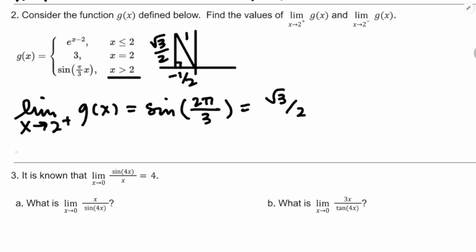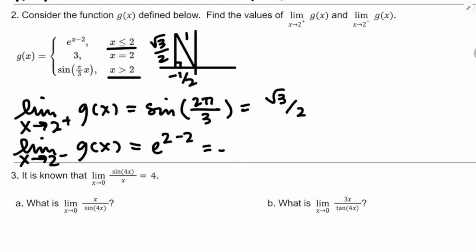Then the limit as x approaches 2 from the negative side of g of x. I'm going to use the other piece. Approaching from the negative side, that's where x is less than 2. So that's going to equal e to the 2 minus 2, which is e to the 0, and we know that that's going to equal 1.